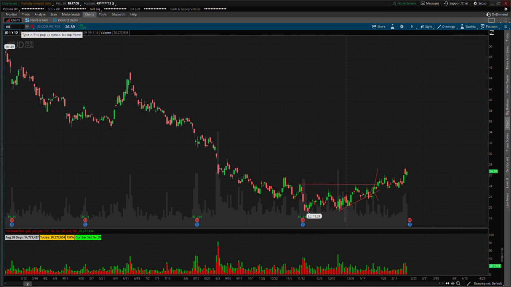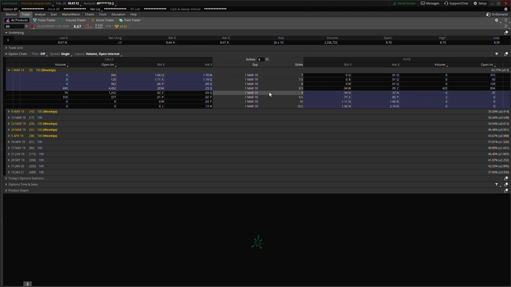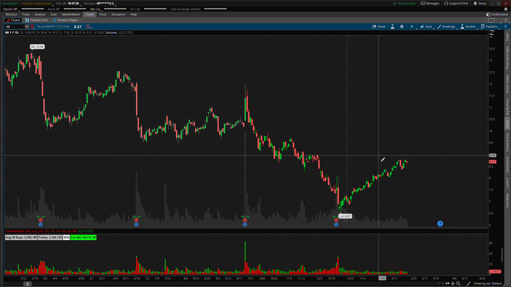BB is the next stock mentioned. I've never traded this stock before, so I'm going to go to the trade tab and look at it real quick. We can see here the volume and open interest. 3-cent spread, 1-cent spread. Not the best volume, but it does qualify for what we're allowed to trade.